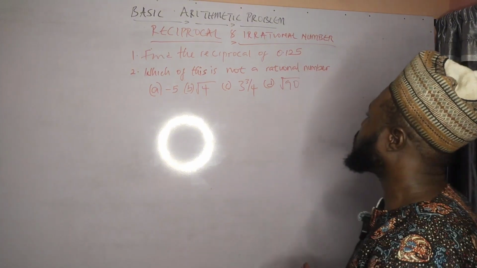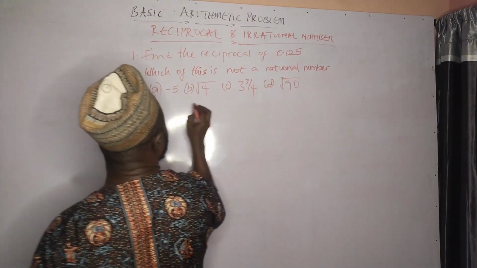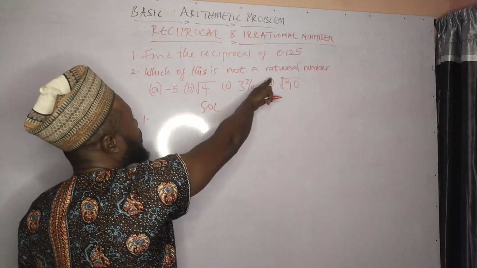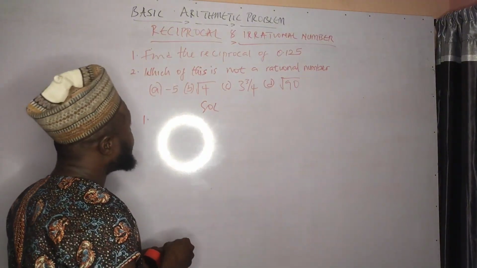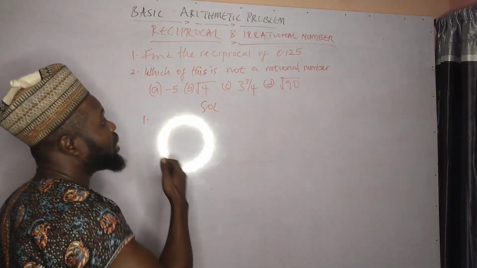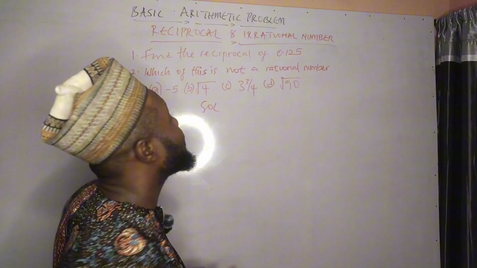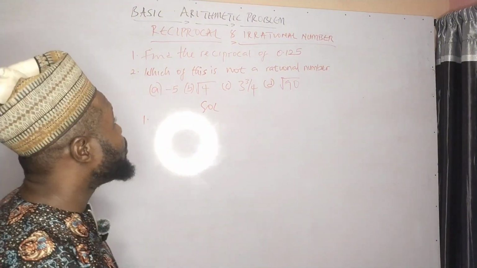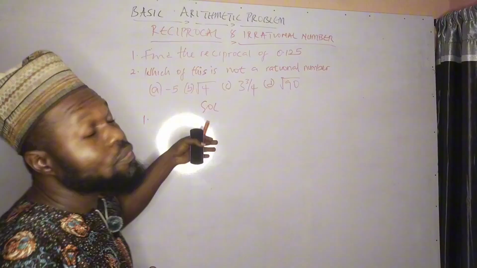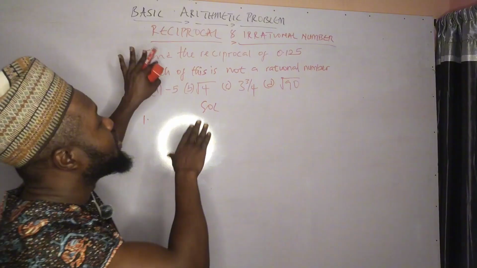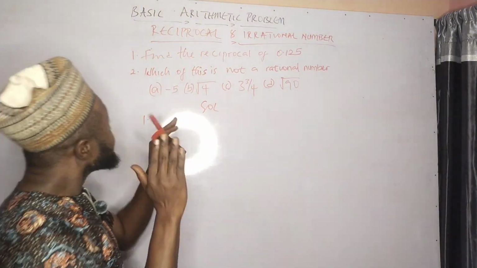Let's start from the first question. Question one. Find the reciprocal of 0.125. I told you in the previous video, when I was explaining all these terms, reciprocal, rational number, irrational number, I've explained them in the previous video. Please, if you are watching my video for the first time, go and watch the previous video. I've explained all these terms one after the other.